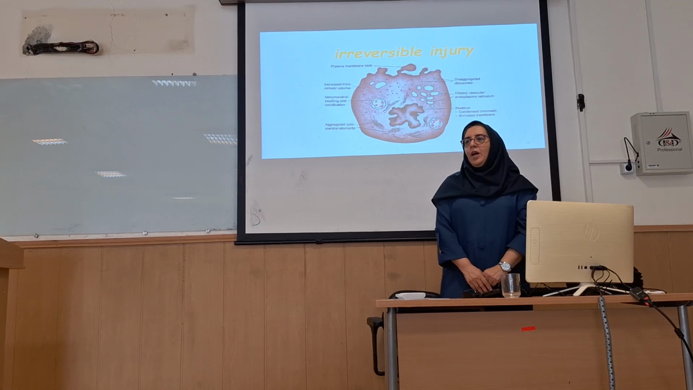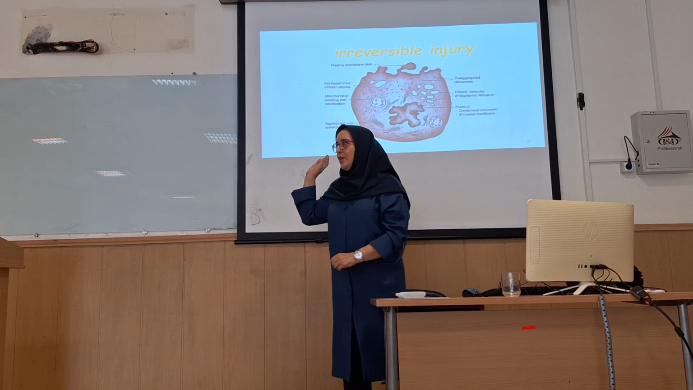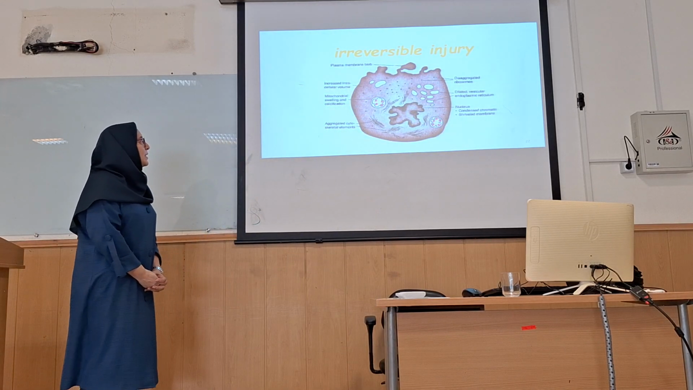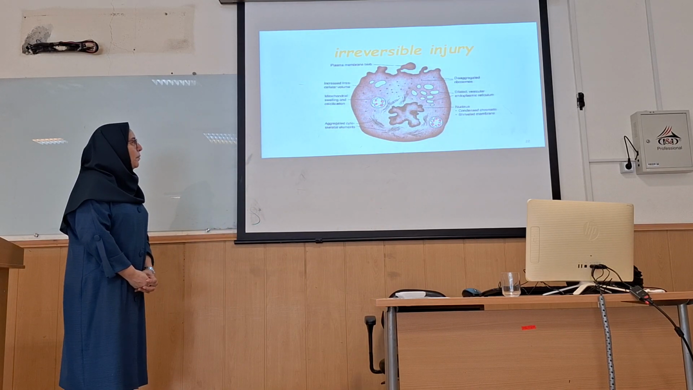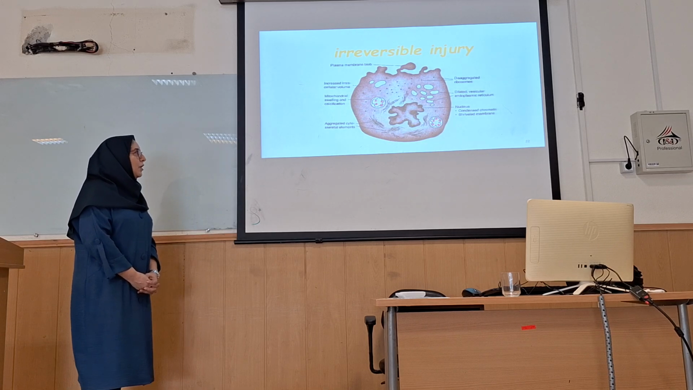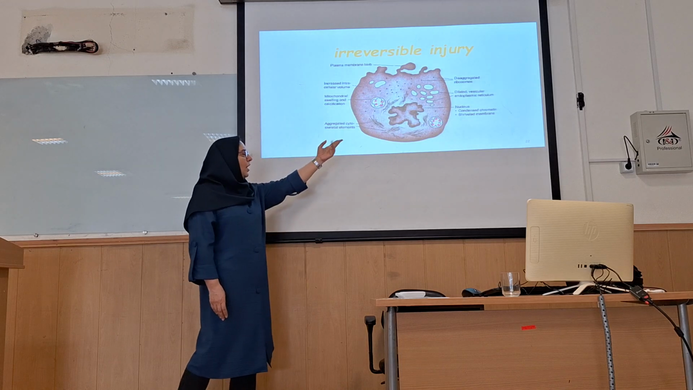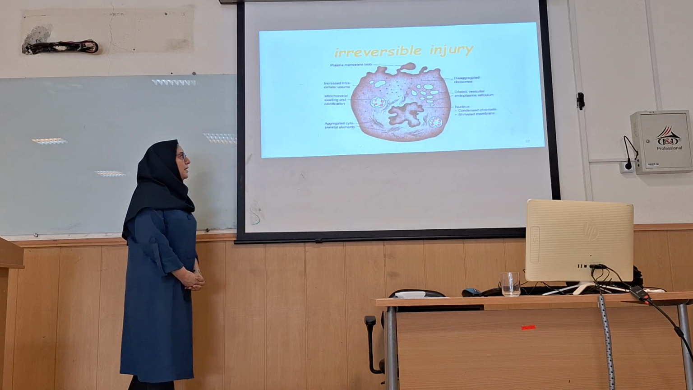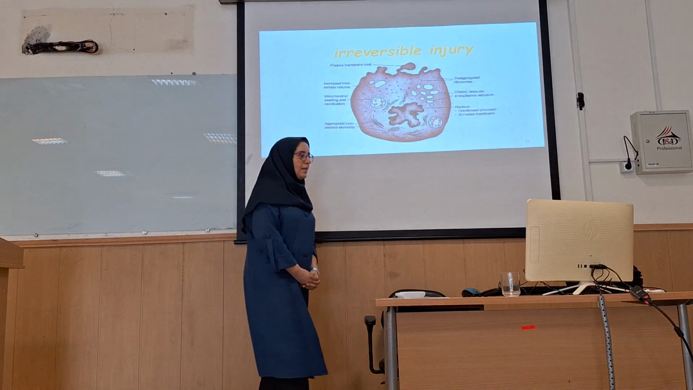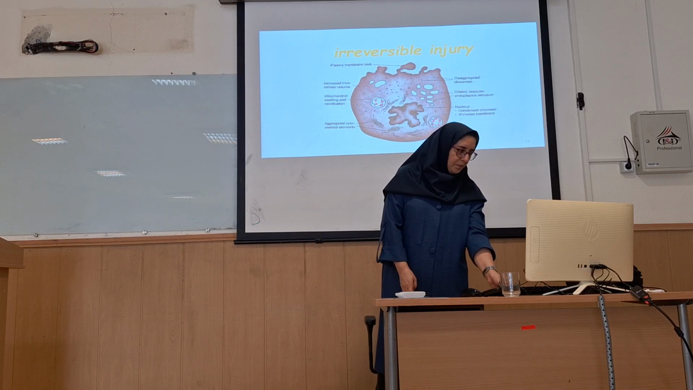Okay, what is irreversible injury? In this figure, you see the cell is very disrupted. For example, plasma membrane blebs and irregularity, plasma membrane rupture, mitochondria swollen and calcified, the nucleus fragmented and irregular, and aggregation of cytoskeleton and intracellular proteins.